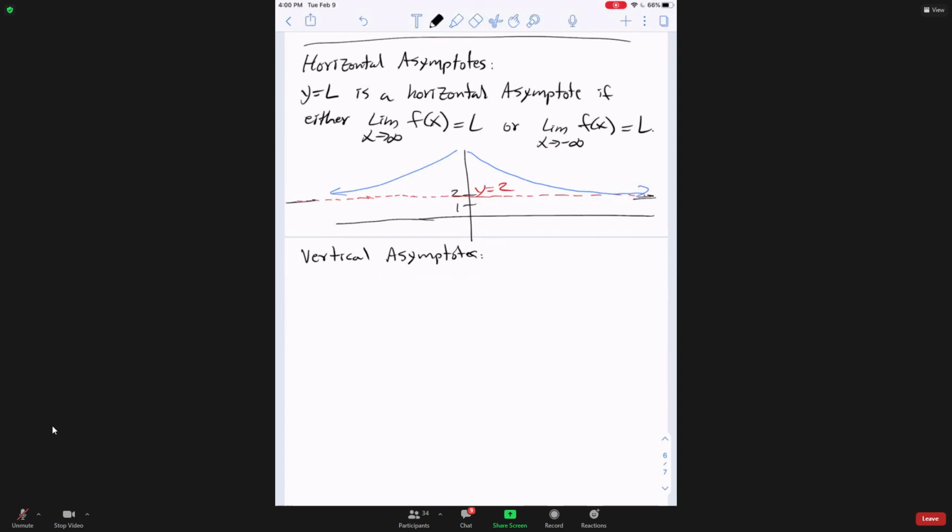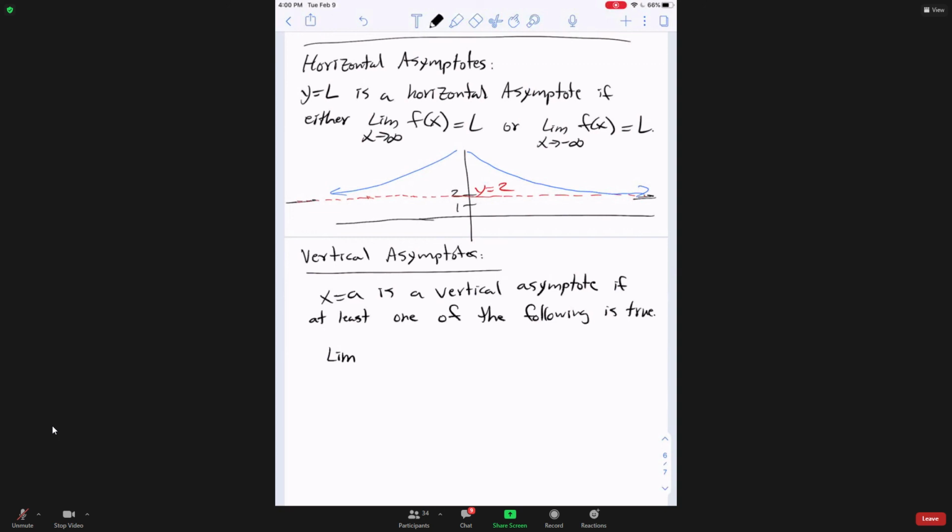Vertical asymptotes. Oh yeah, so let's do that. We call x equals a a vertical asymptote if at least one of the following is true. I'm not going to write it properly. I'm going to write it all mixed together, but I'll show you where you can find it properly in the book because I don't want to write this 6 times.